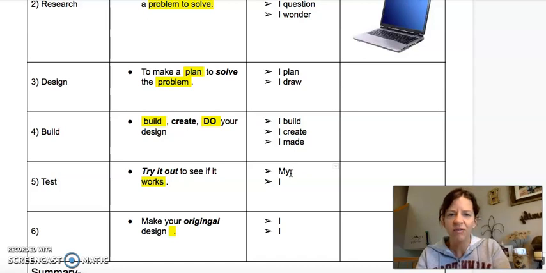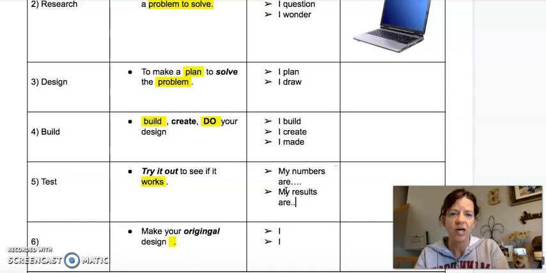So key information is my numbers are, that's where we get our data, or my, let's see, my results are. Okay? That's where you test it and you see what happens. That's where you get numbers and data. So find a picture right here of somebody testing out their product. Okay? Maybe you want to do the skateboard one, somebody riding a skateboard. Maybe you want to do the teddy bear one where you see a little kid with a teddy bear or a dog with a stuffed animal. Make sure that dog's not ripping that stuffed animal apart. It's got to be a good one. Okay? So find your image.